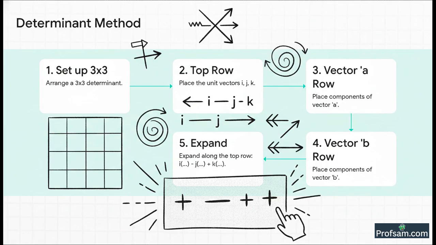So, the easiest way to actually calculate the cross product is by using a 3x3 determinant. It's pretty straightforward. You put I, J, K in the top row. Then the components of your first vector, A, go in the second row, and the components of B go in the third. Then you just expand it. But be very careful here. Remember the signs. It's plus, minus, plus. That minus on the J component is a classic trap where so many students make a mistake, so watch out for that.